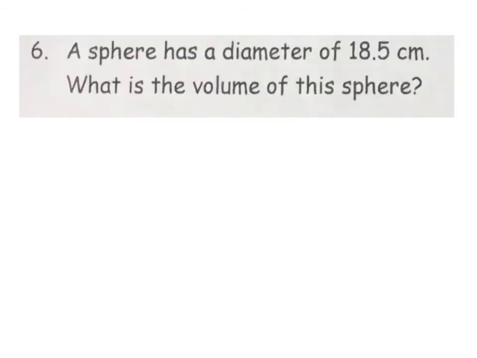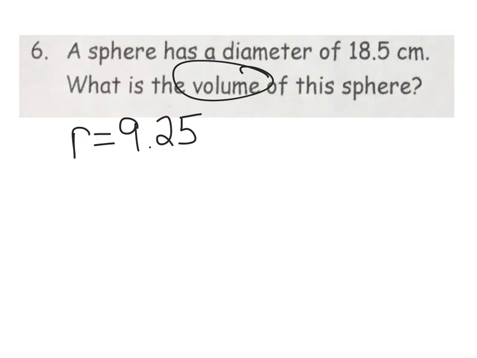Number 6, a sphere has a diameter of 18.5 centimeters. What is the volume of this sphere? So we're looking for volume. My diameter is 18.5. We need the radius for volume of a sphere. So the radius of this, I'll help you out, 18.5 divided by 2. The radius for this sphere is going to be 9.25. And now volume of the sphere, remember, is 4 over 3 times pi times the radius cubed.